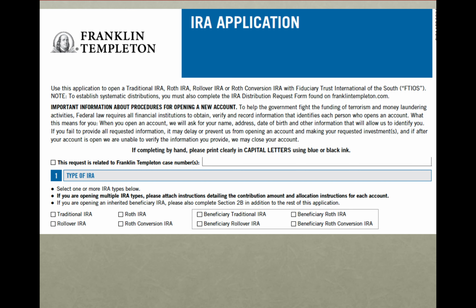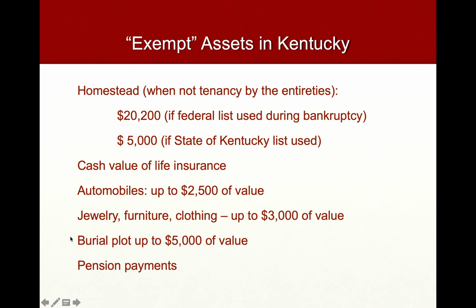Here's a form from Franklin Templeton, and it shows a traditional IRA and a rollover IRA again, separate. And there's a Roth IRA and a Roth conversion IRA, which is interesting. But again, they don't have a rollover Roth IRA, which is probably something they need to fix there.